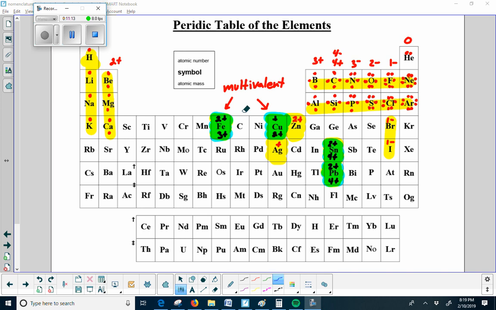So you have to know the fact that iron has 2 plus, 3 plus, copper could be 1 plus or 2 plus. Zinc is always going to be 2 plus. Silver is always 1 plus. And then tin and lead could be 2 plus or 4 plus. You have to memorize these, and I'll show you a system of keeping track of them.